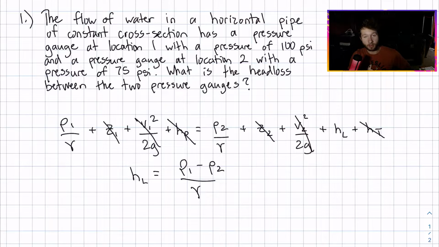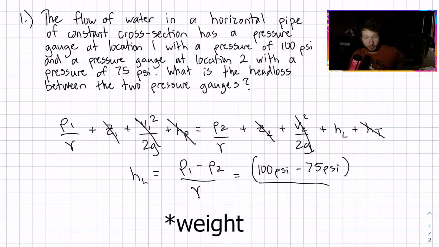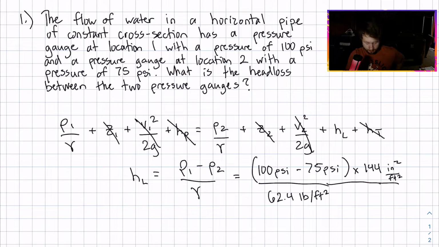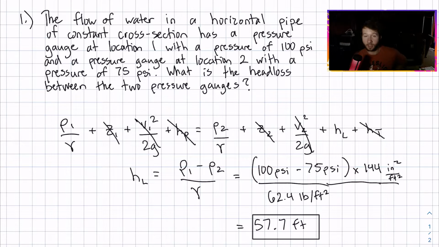So now we're left with something like this, and we know all the numbers, so we can just plug and chug. This will be 100 psi minus 75 psi over the specific weight of water, which in this case we're going to use 62.4 pounds per cubic foot. Now we know that the pressures are in pounds per square inch, so we need to convert that to pounds per square foot. So we'll add this conversion factor. Now we just calculate, and that gets us about 57.7 feet of head loss.